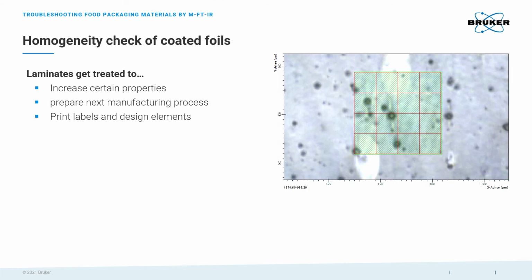Another example of food packaging troubleshooting would, in this case, be the homogeneity check of coated foils.